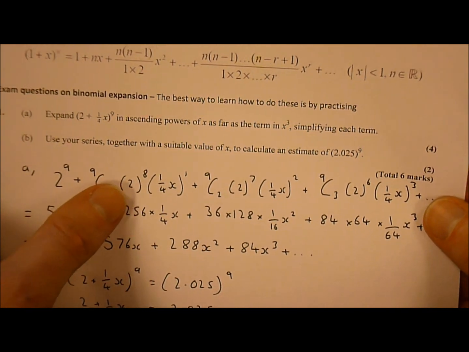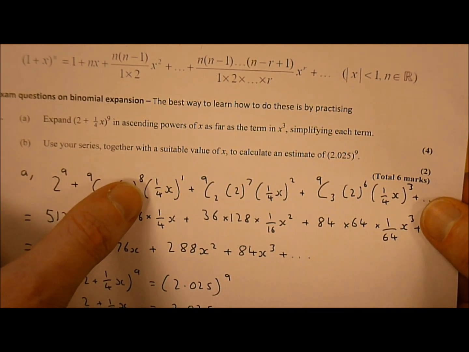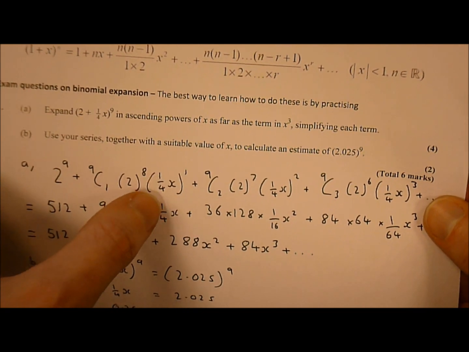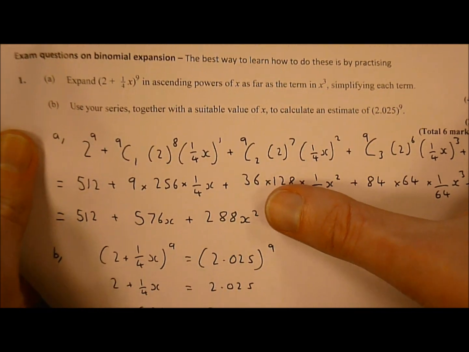9c1. And then I have my first thing 2, but instead of the power 9, I've got 1 less, to the power 8. Then I bring the other thing in, a quarter x to the power 1. I notice I'm using brackets, so those two things are separate. Then we're going to look over here.